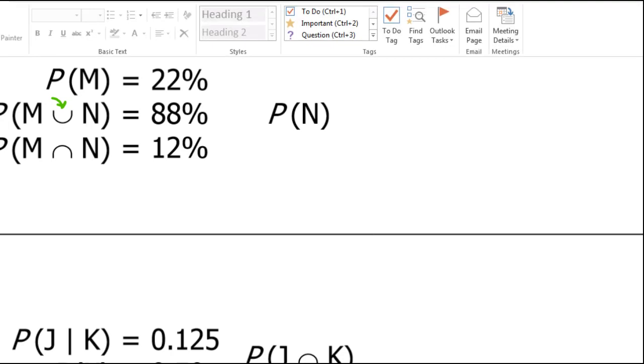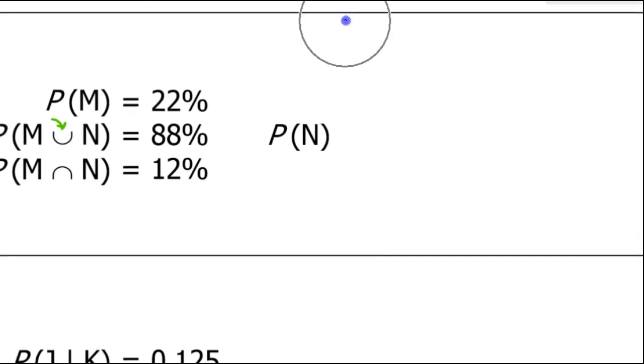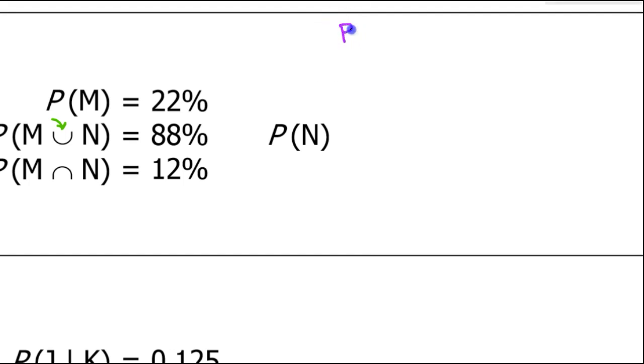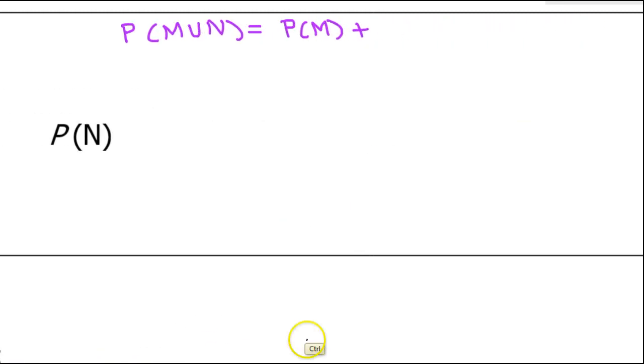Let me change colors. So M, sorry, I'm putting parentheses in the wrong place. Let me try that again. The probability of M or N is going to equal the probability of M plus the probability of N minus the probability of M and N.